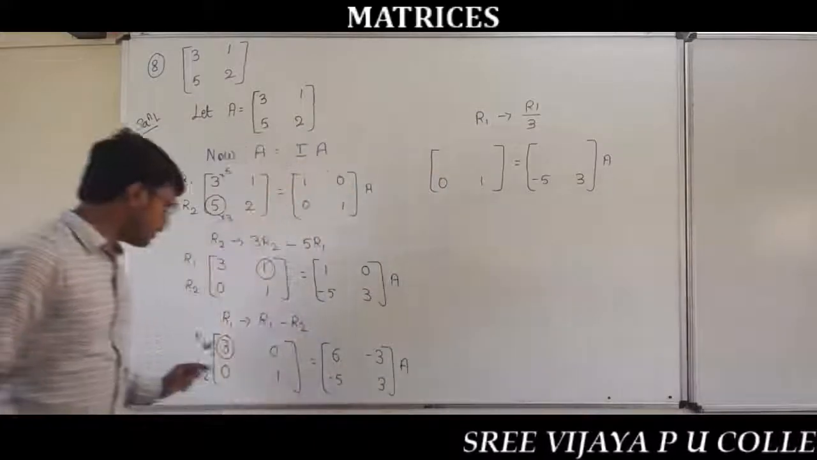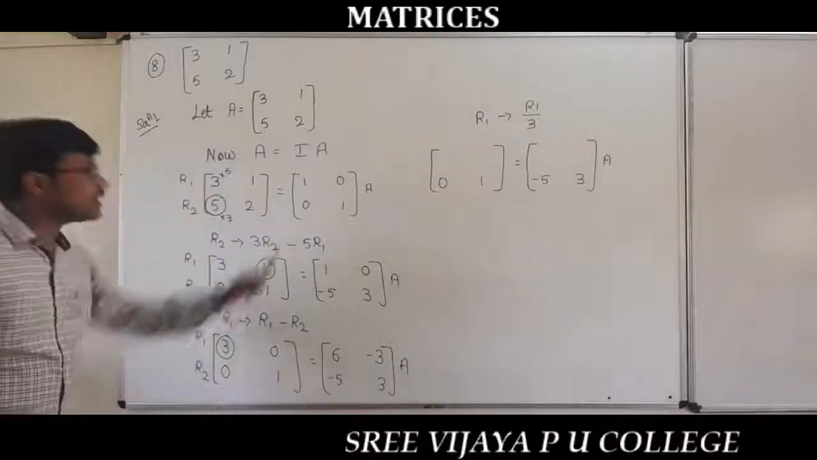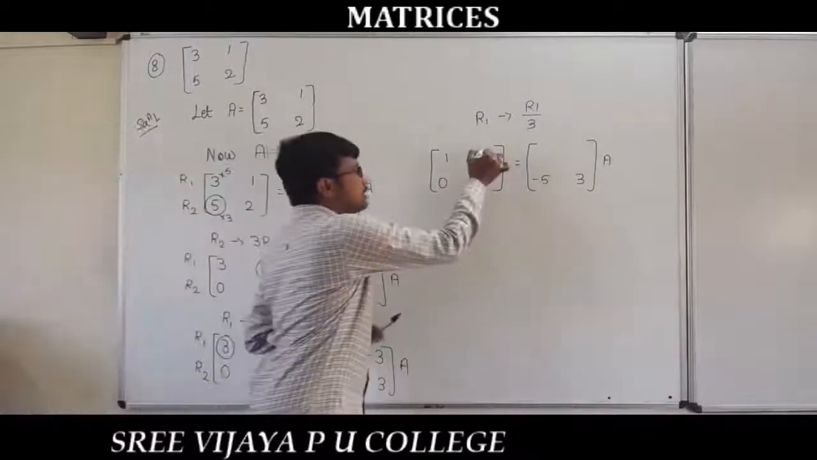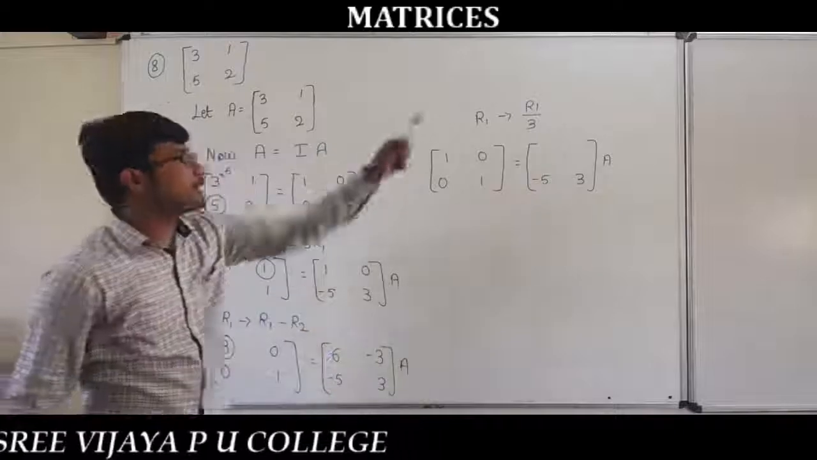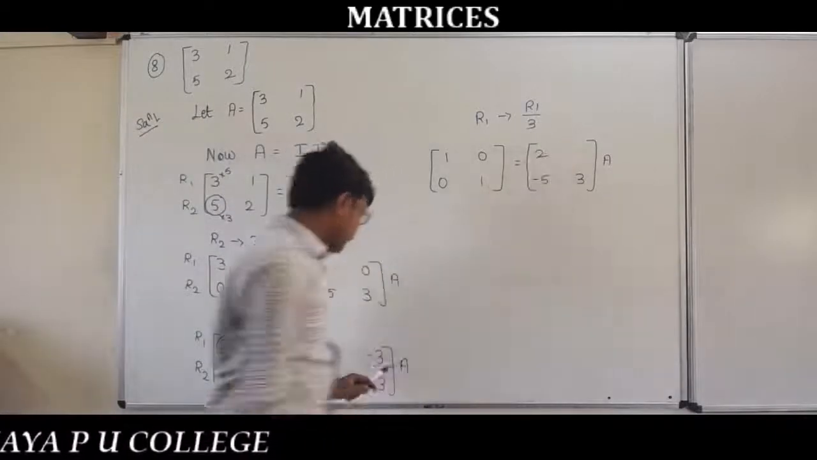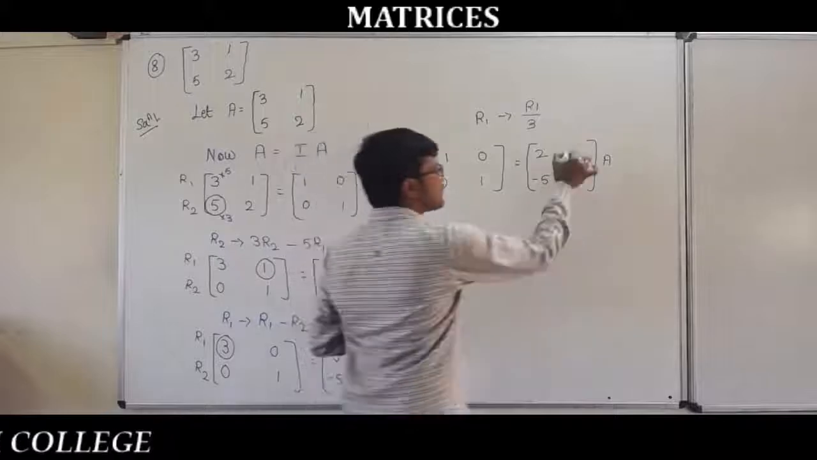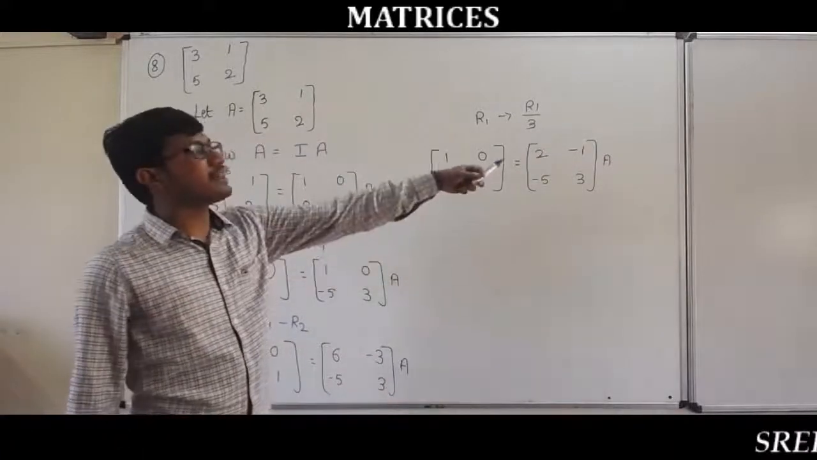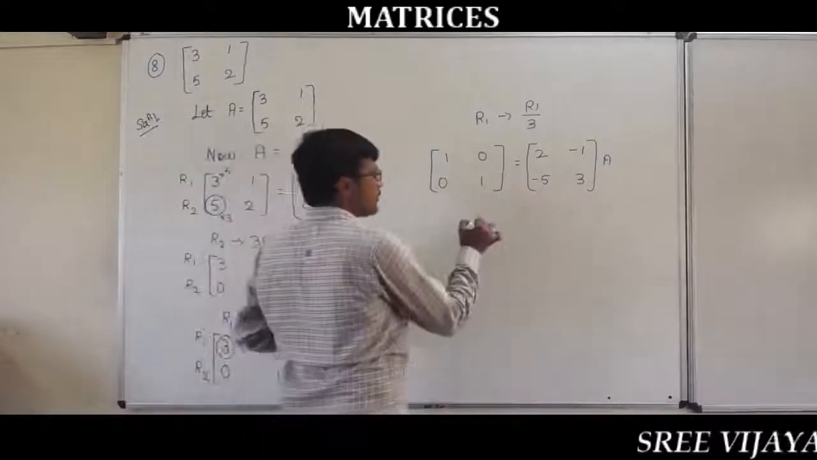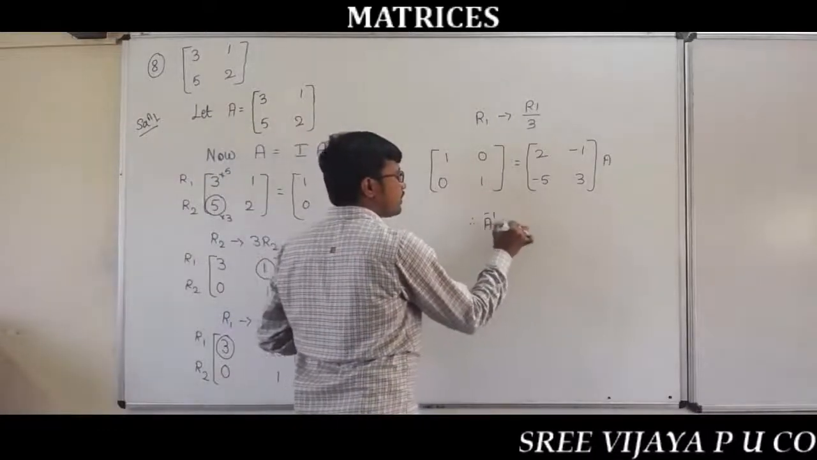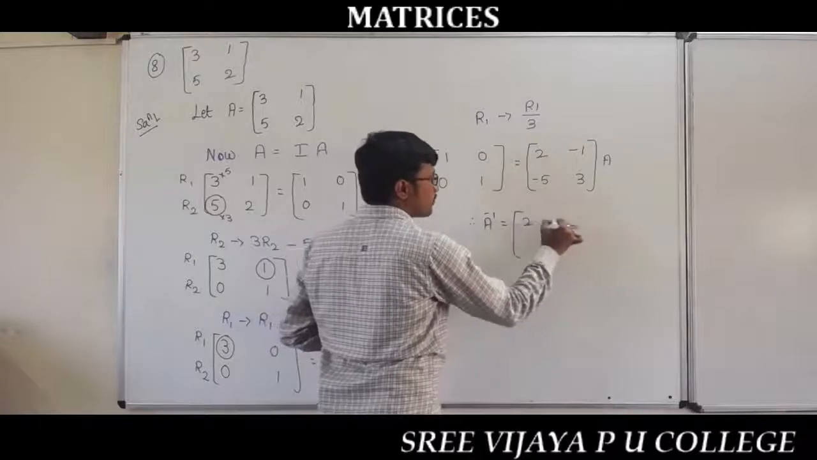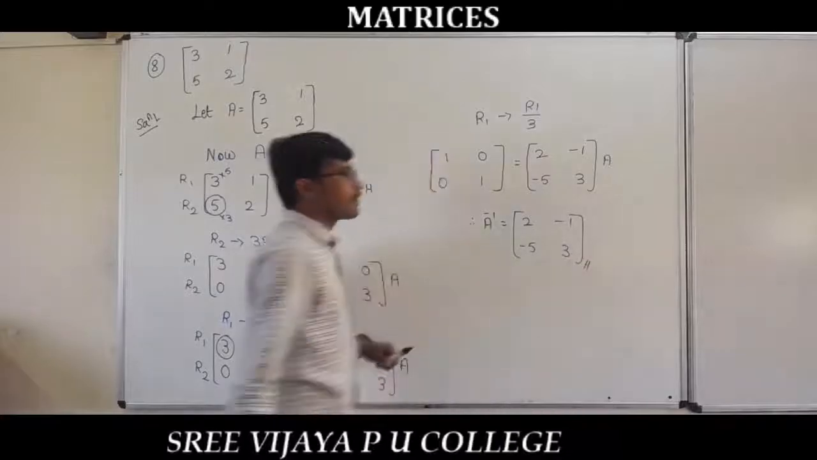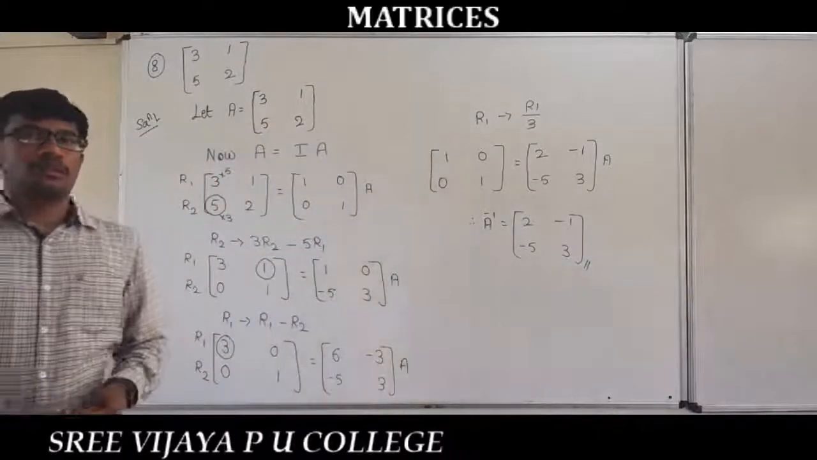So what about R1? R1 can be divided with 3, right? So 3 by 3 is 1. 0 by 3 is 0. 6 by 3 is 2. Minus 3 by 3 is minus 1. So on the left hand side you got the identity matrix. On the right hand side, what you are getting is the inverse. Therefore A inverse will be equal to [2, minus 1; minus 5, 3]. So this is the required answer.